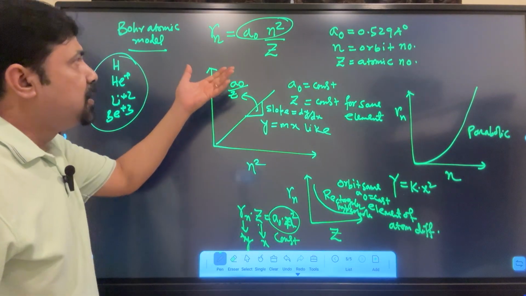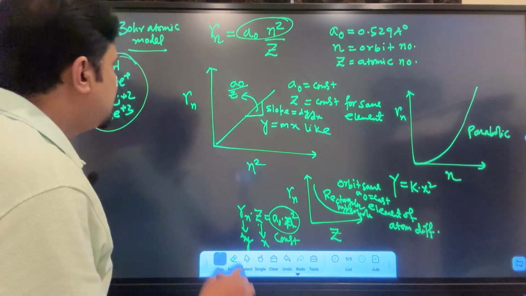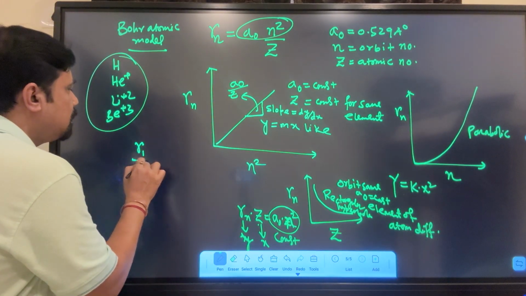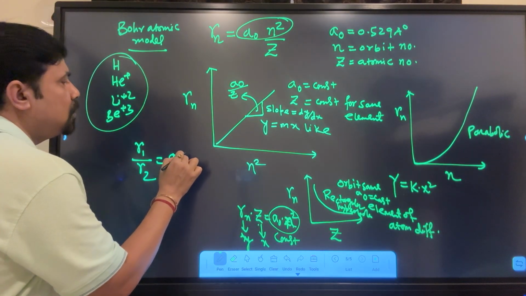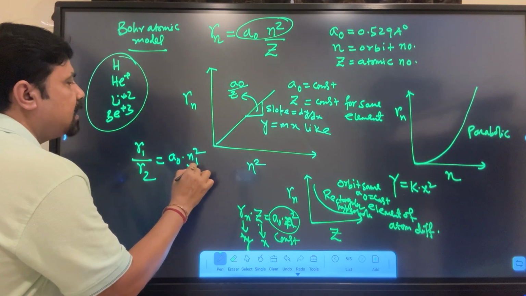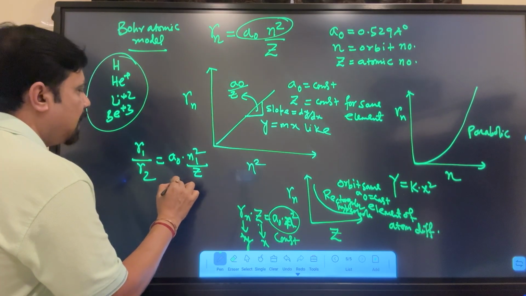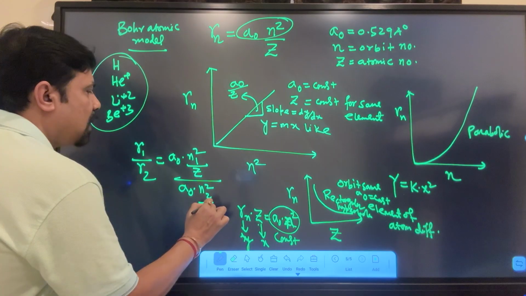Like that, from here we can do a lot of things. Suppose I need to calculate the radius ratio of two different elements of atoms. How? Suppose I am doing R1 by R2. Then immediately what will I put? a naught into n1 square by Z1, and below it a naught into n2 square by Z2.